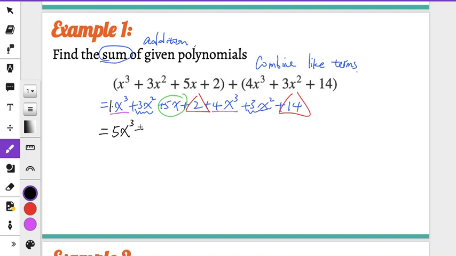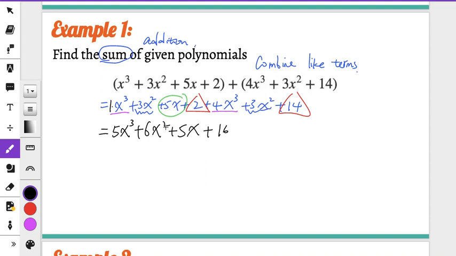Next, we just add this one. It's going to be 6x squared. Next, we just write down 5x. Finally, we just write down 16. And that's it.